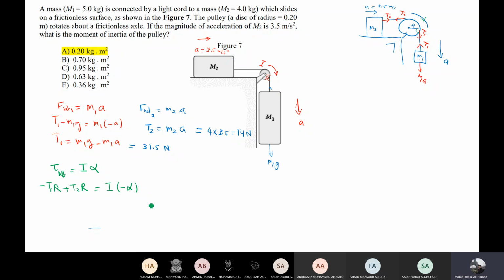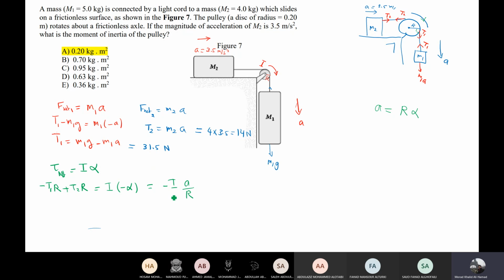Now, what I want to say is that alpha is minus A over R. Why? Who can tell me why? We converted from circular motion to translation motion, where we know that the acceleration is equal to R times alpha. You know this.